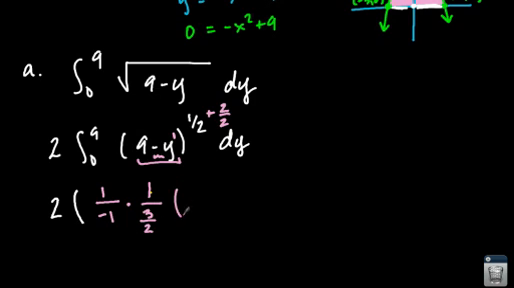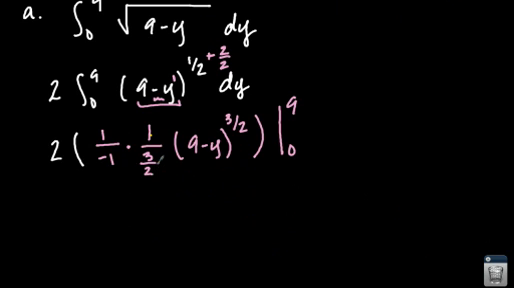Because that's my new exponent times what's on the inside, raised to the new exponent. Alright, and then we're going from 0 to 9. So I'm just going to simplify this up. I'm just going to do the math here pretty quickly because I think you should know this. We've been doing a lot with fractions.